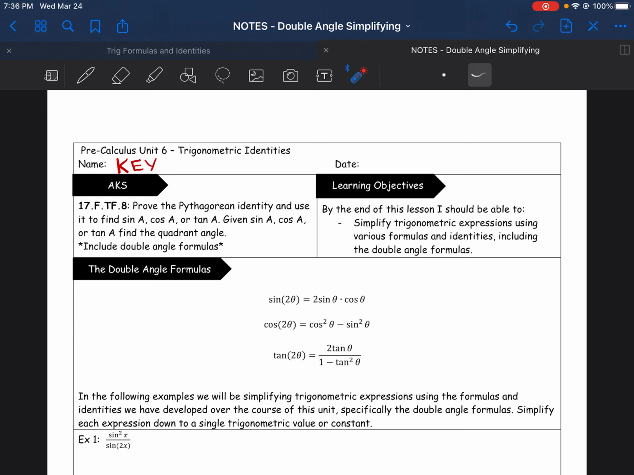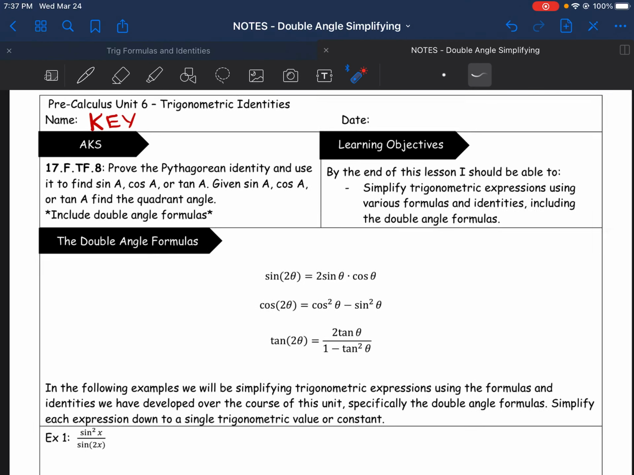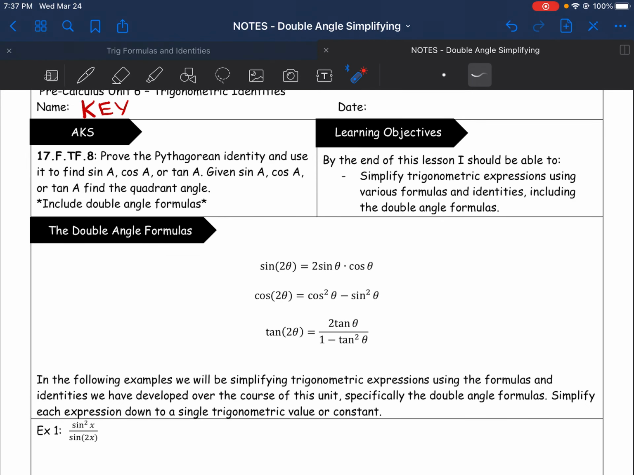So in many of the previous videos, we've been simplifying with the reciprocal identities, quotient identities, Pythagorean identities, and in the most recent video, I think we simplified using the sum and difference formulas. So now we're going to continue simplifying, but now with the addition of the double angle formulas that you see right here. So sine of 2 theta equals 2 sine theta cosine theta, cosine of 2 theta equals cosine squared theta minus sine squared theta, and tangent of 2 theta equals 2 tangent theta over 1 minus tangent squared.